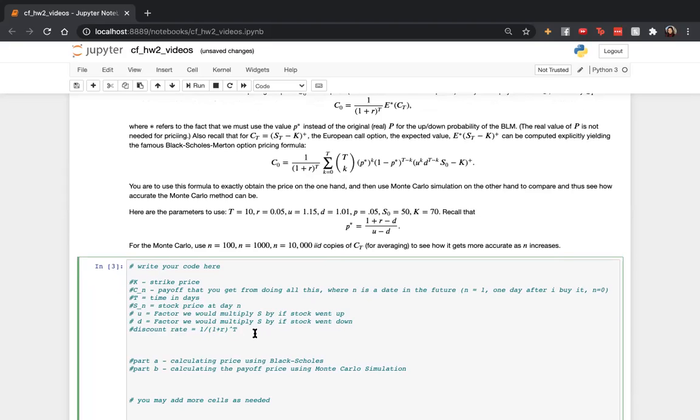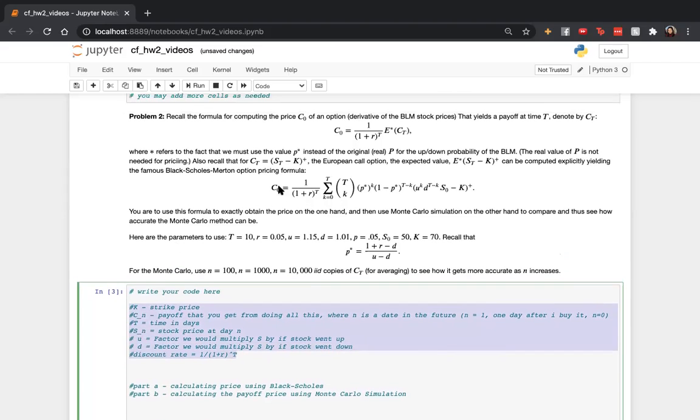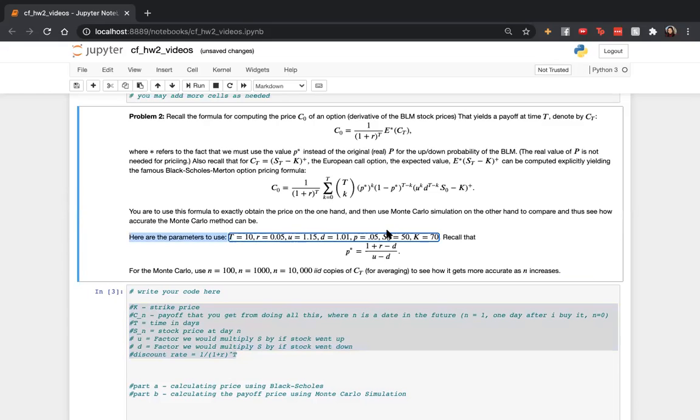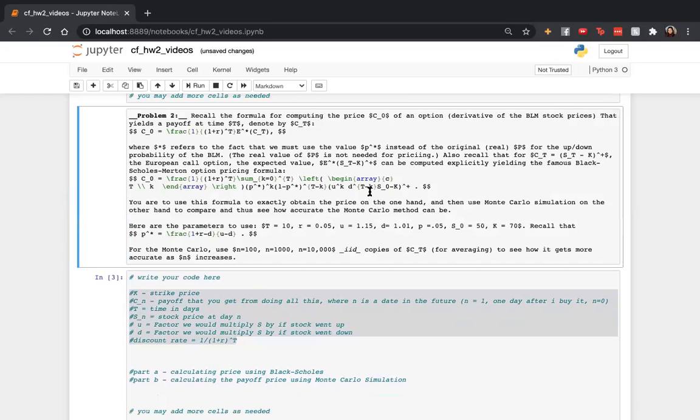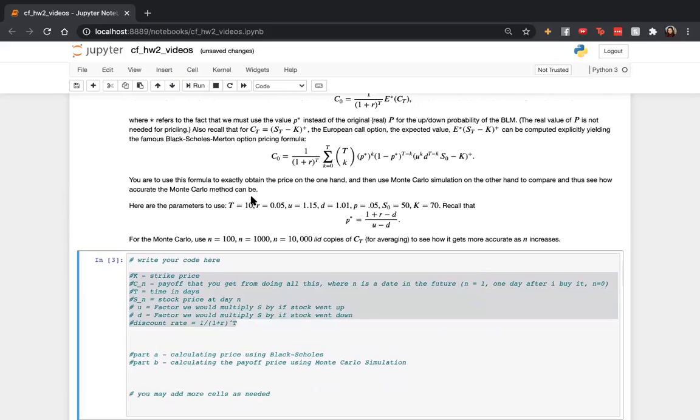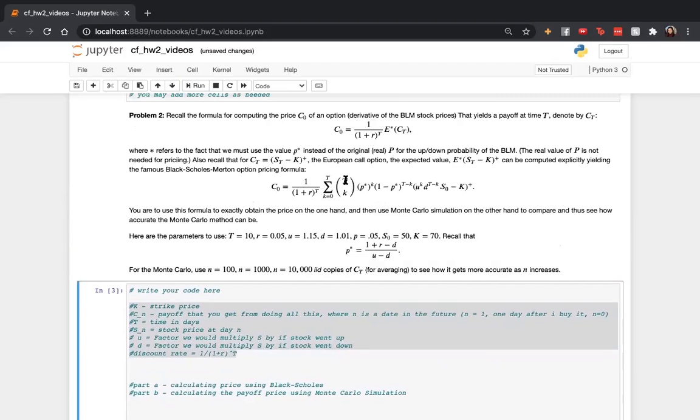Now we're going to go over the general equations. Now that we've defined these, let's go a little more in depth into the equations we're given. If we see here, we have C of 0 is equal to the discount rate and then the summation of k from 0 to t. If we look down here, we know that t is going to be 10. And then here we have t choose k.